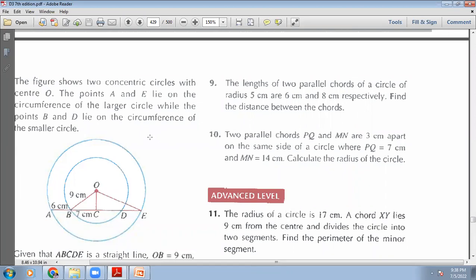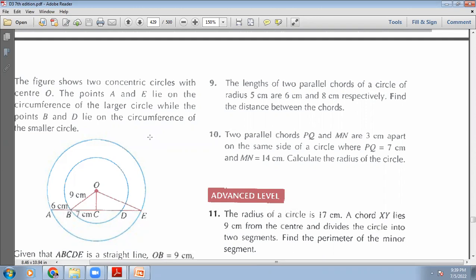So they are basically talking about two chords. One chord is of 6 centimeter length and the other chord is 8 centimeter length. The radius of that circle in which those two chords are is 5 centimeter, and both the chords are parallel to each other. Find the distance between the chords. Okay, we have to find out the distance between the chords. Both the chords are parallel to each other.